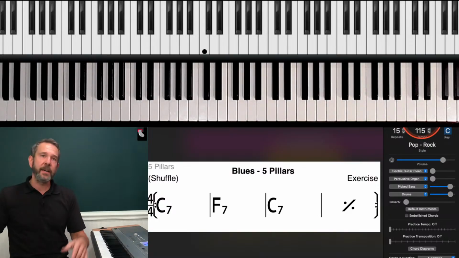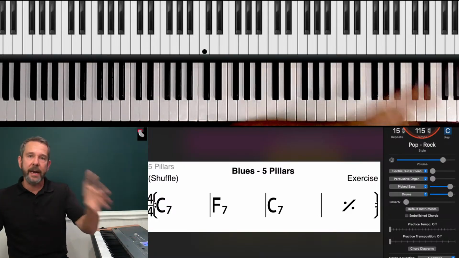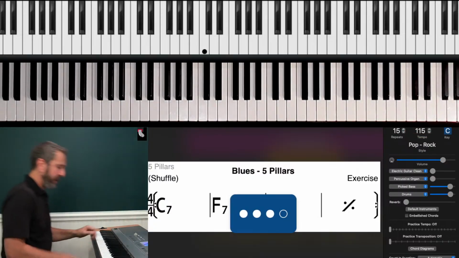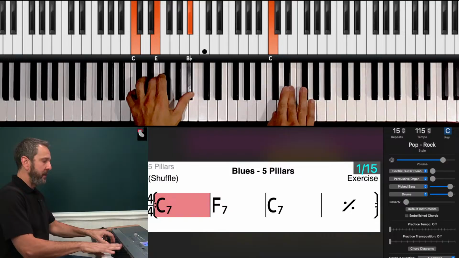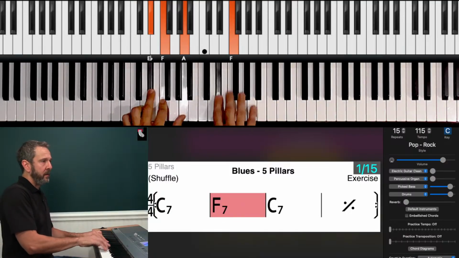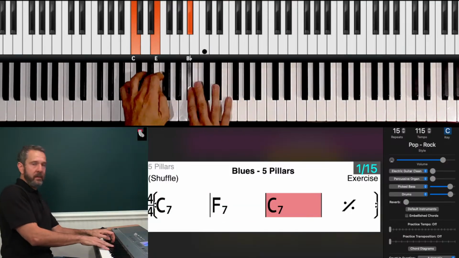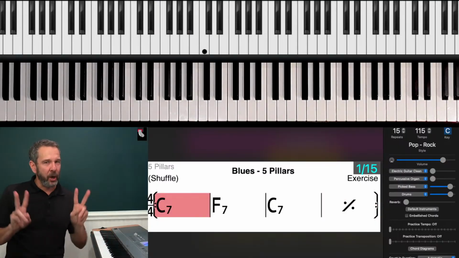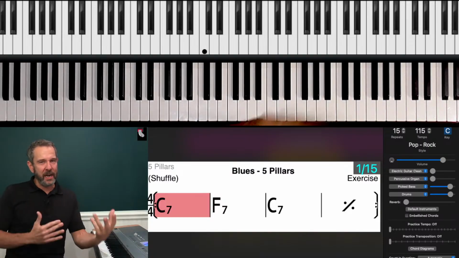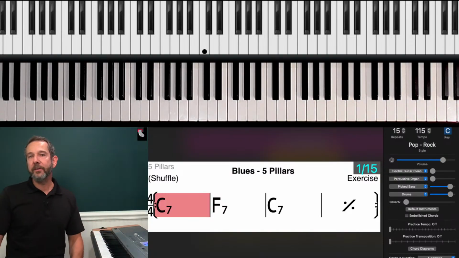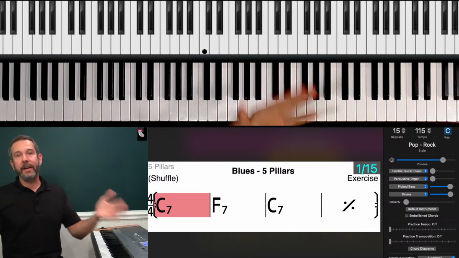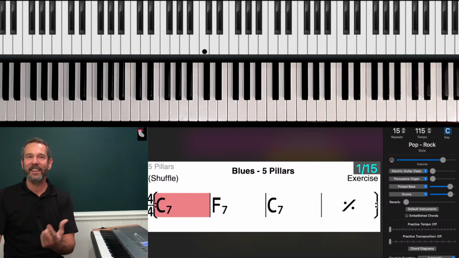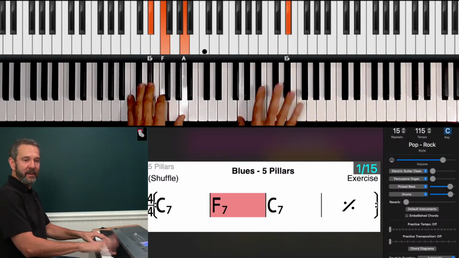Listen to what happens if I try doing swung eighth notes over a pop rock feel. Right? It sounds a little bit hokey, right? It just doesn't jive with the groove. All right, so what I'll do is I'm going to play the swung eighth notes, but then I'm going to switch to straight eighth notes, and you'll hear how the straight eighth notes really kind of lock in better. Swung.